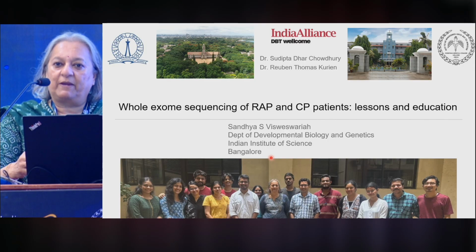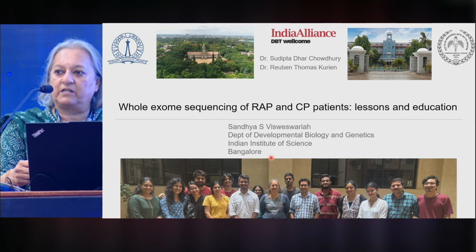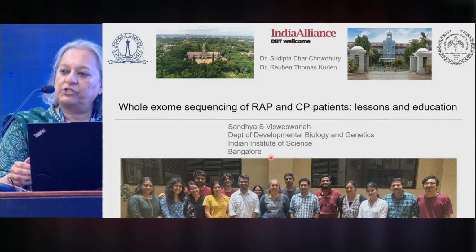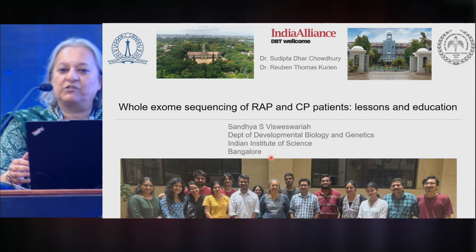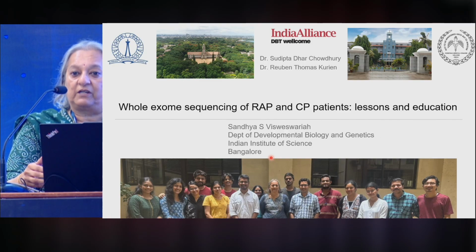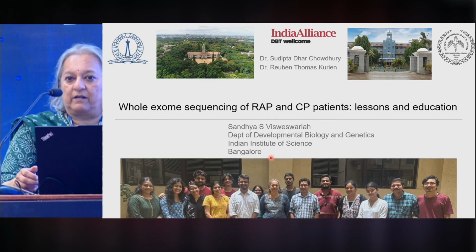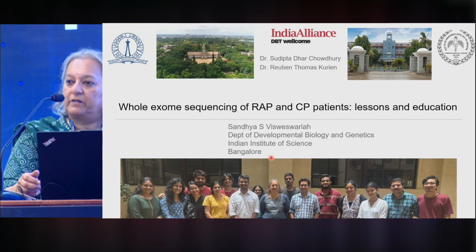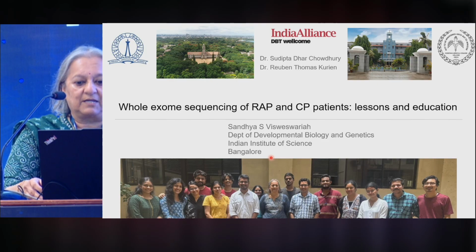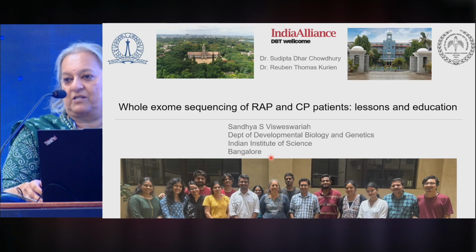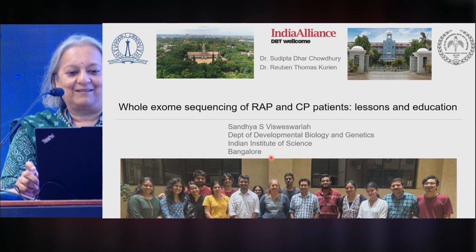Now the fellowship was mainly aimed to try to foster interactions between my parent institution, which is the Indian Institute of Science in Bangalore, and Christian Medical College Vellore, where obviously we have a wonderful set of clinicians who are deeply interested in understanding the basic biology of the disease phenomena that they work with. So I'll talk to you about two studies that we've done along with Sudipto and Ruben Thomas Kurian here in CMC. It's been a really exciting time, and I think we've learned a lot, and that's why my title is Lessons and Education. I really got educated in pancreas.